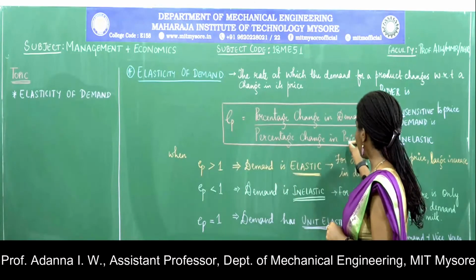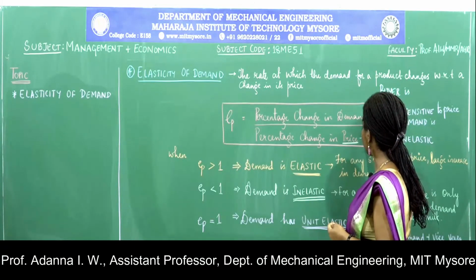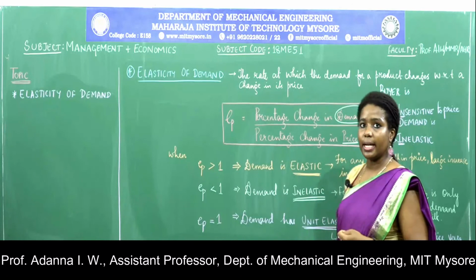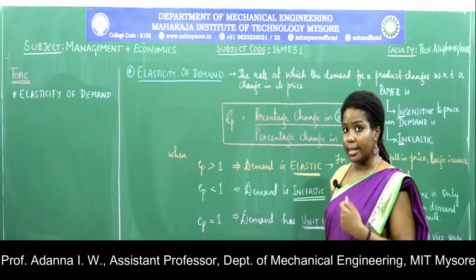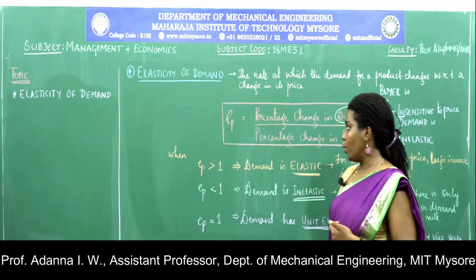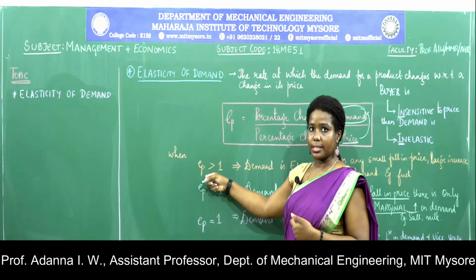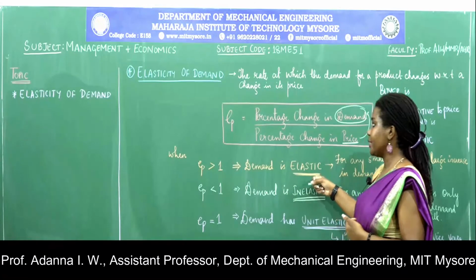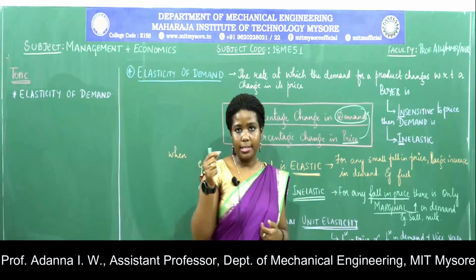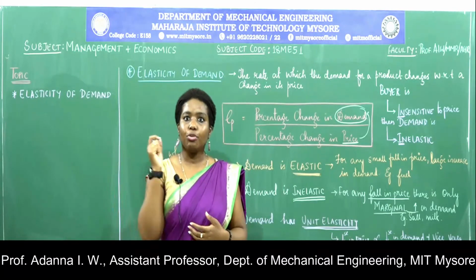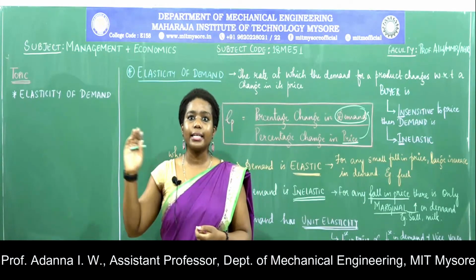So if I make any kind of an alteration in the price of a product, how does this determine what happens to the demand of that particular product? This will tell me what is the elasticity of the demand for that product. Now there are three cases which we study under this. One, if the elasticity of demand is greater than 1, then the demand is said to be elastic. Elastic in nature means for any small fall in the price, the demand of the product drastically increases.